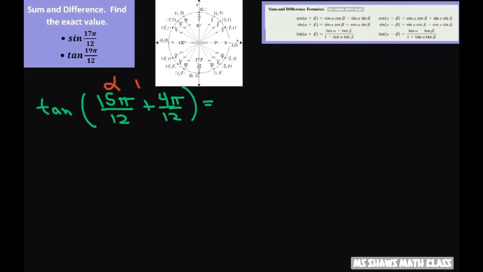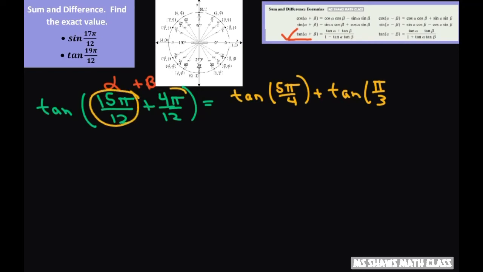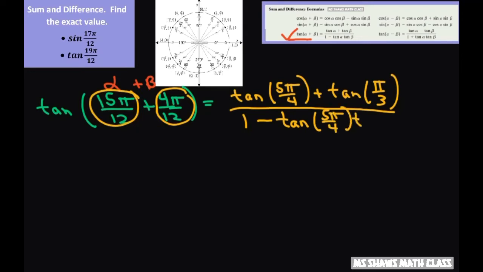Again, this is like your alpha plus beta. So we're going to be using this formula here. So split it up, we get tan of 5 pi divided by 4 plus tan of pi divided by 3. I just reduced these. All right, divided by 1 minus tan of 5 pi divided by 4 times tan of pi divided by 3. Now, according to our unit circle, we're going to use substitution and evaluate that.